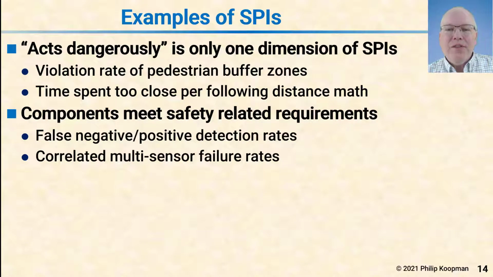You can have false negative and false positive detection rates. Your safety argument is built on some sort of claim about how good your sensors are and how good your perception is. And if your perception is not as good as you think it is, then probably you're not as safe as you think you are.